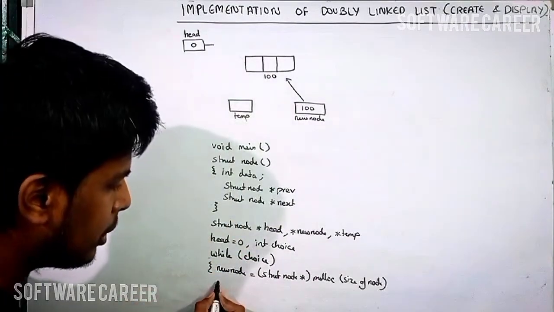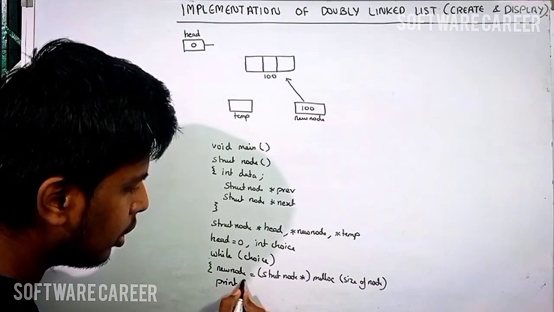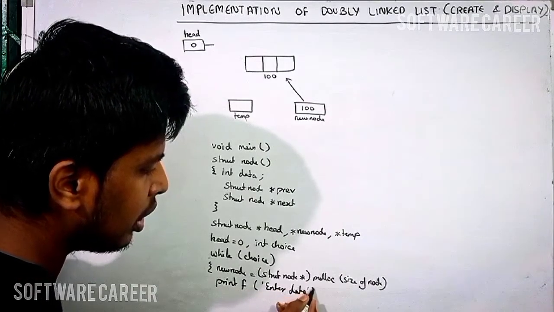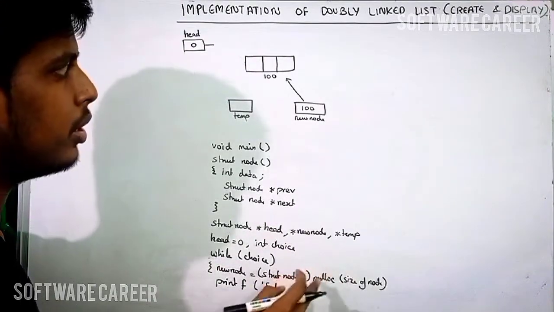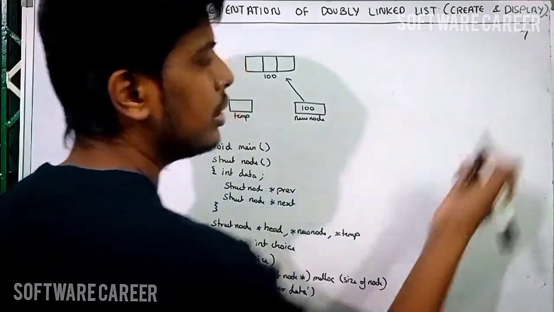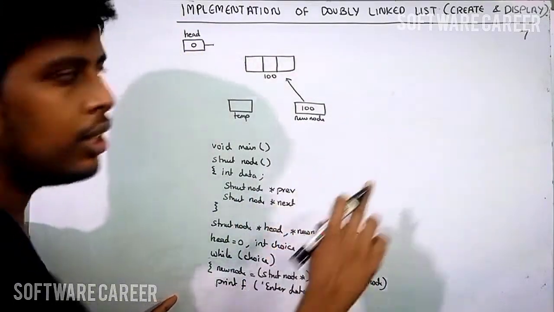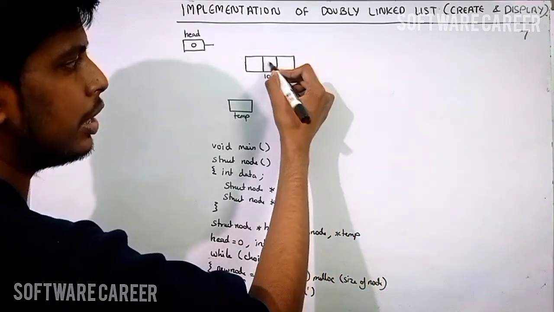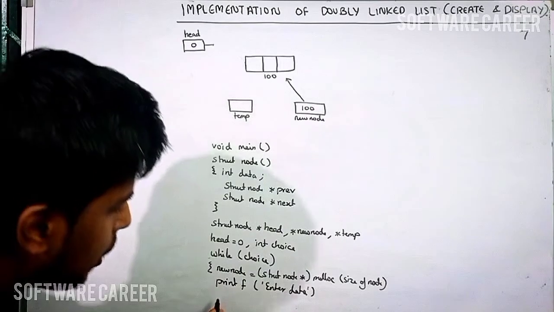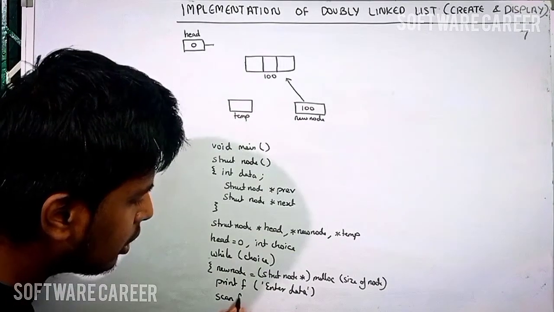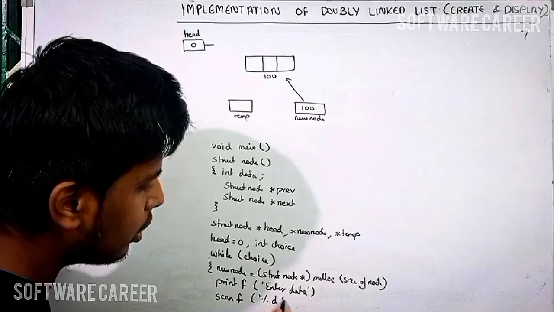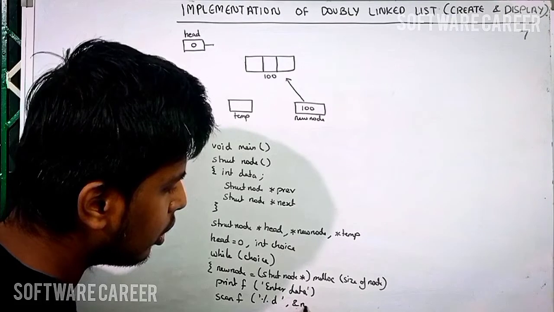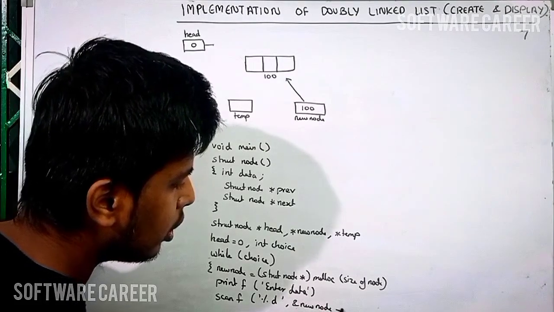So see, I am writing the statement printf, enter data. It asks the user to enter the data. Suppose the computer is asking enter data, and the user says 7. So 7 should get stored into this data part. So how to store it? That's why I'm writing the statement. See here, scanf statement, scanf %d, and new node data.